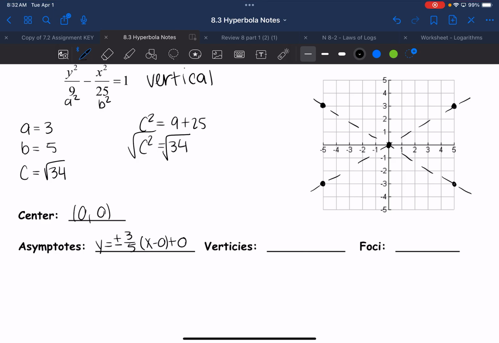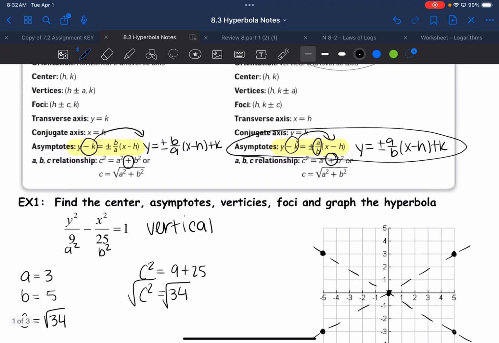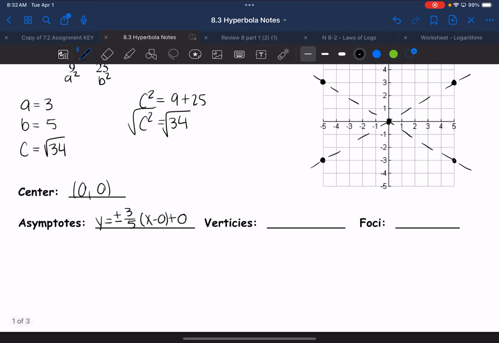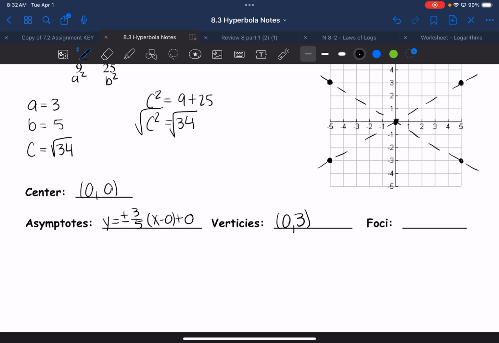It then asks about the vertices. Well, if you look back up here, we said the vertices in this column, the H stays the same. We add or subtract A to the K value, right? So H stays 0. I add or subtract my A value to K. Well, my A value was 3, right? And my K value was 0. Well, 0 plus 3 would be 3. 0 minus 3 would be negative 3, right? So we're going to have vertices here at 3 and here at negative 3.